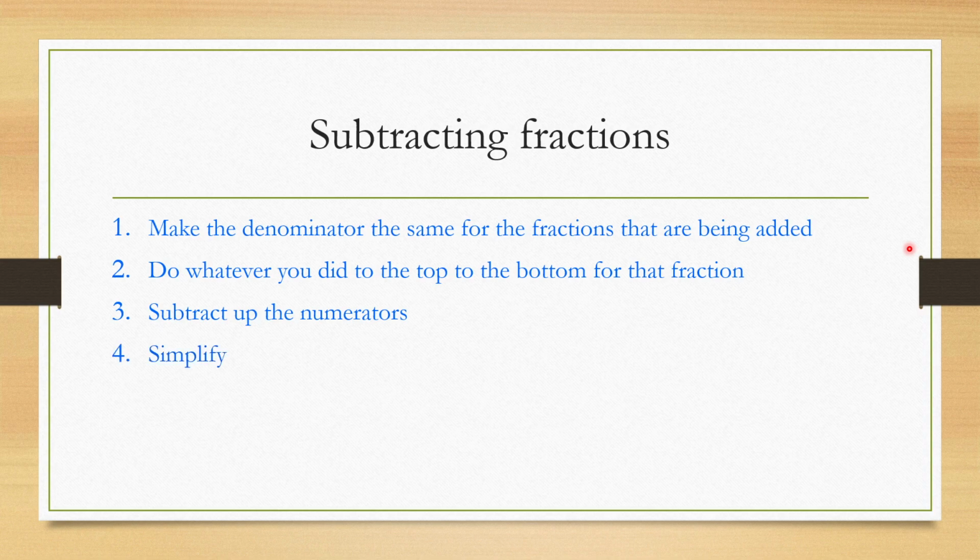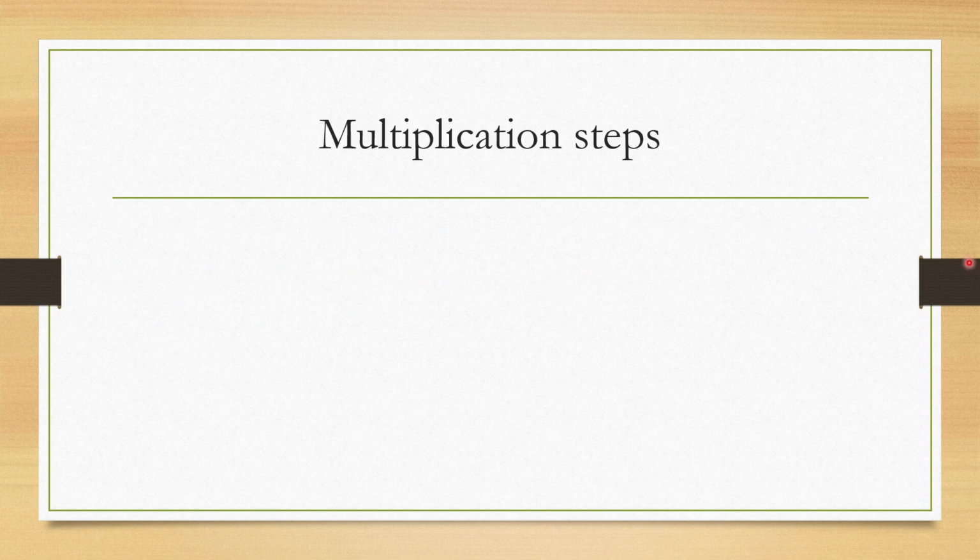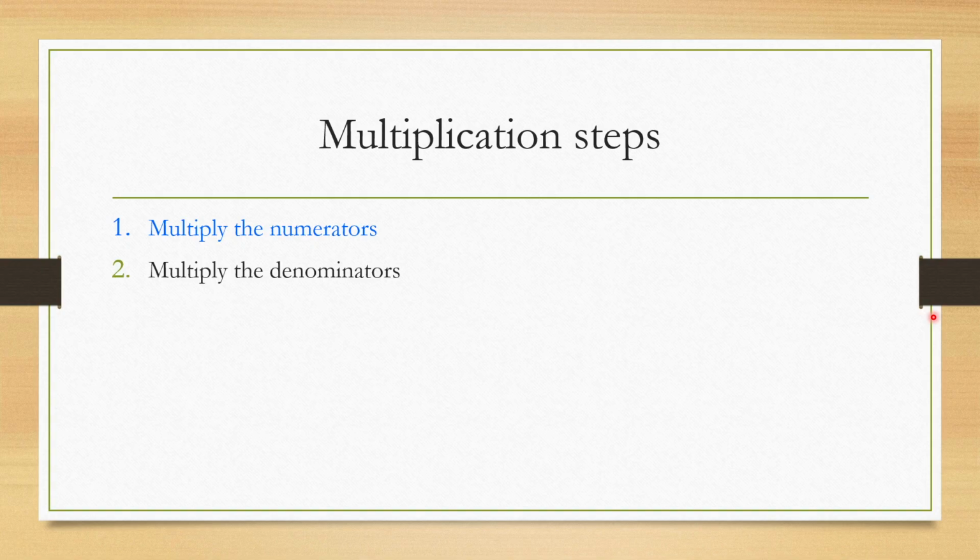So let's move on to multiplication. This is the easiest out of the four operations with fractions. In this one, you basically just multiply the numerators, then multiply the denominators, and then you simplify. You can do the simplification process at the end, or you can do it at the beginning. It's a personal preference, it doesn't really matter, but usually I prefer to do it at the beginning because it's much easier.